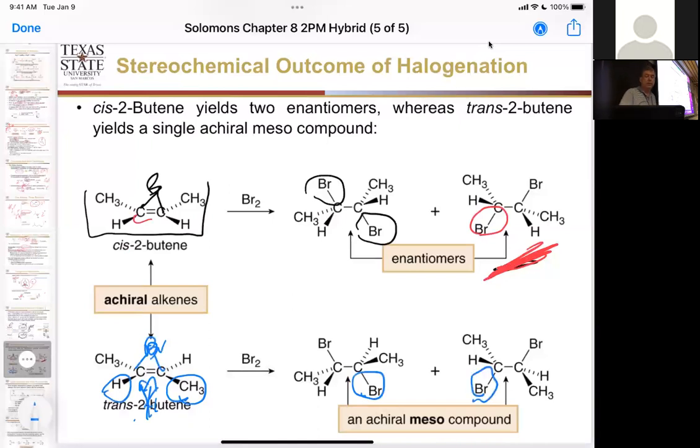But what's the problem with this? If we rotate this bond 180 degrees so the bromines are next to each other, the methyl group goes to the back and the hydrogen goes out to the front. We have a mirror plane. In fact, both of these will do it. In fact, the trans right here makes a meso compound, non-optically active meso compound. The cis makes a pair of enantiomers in equal portions.